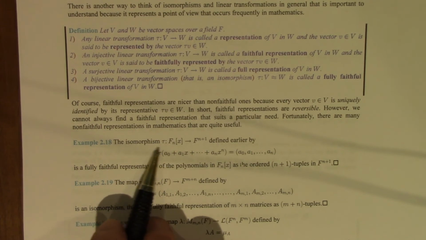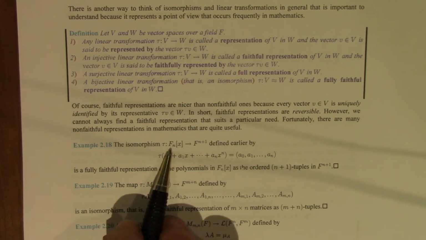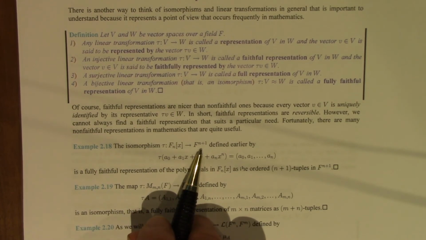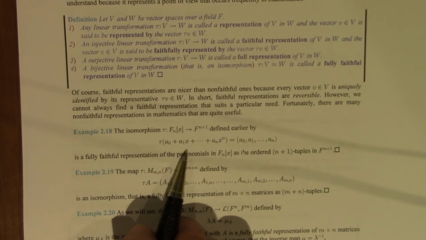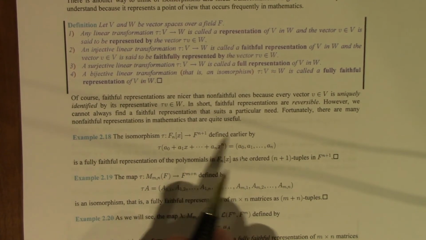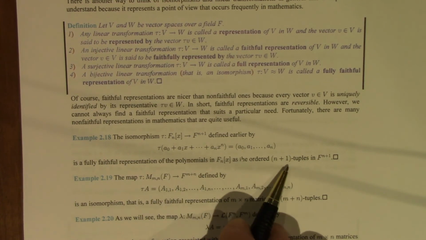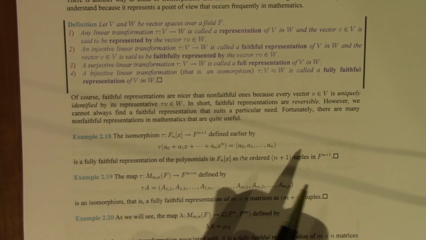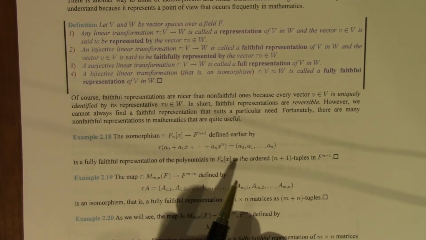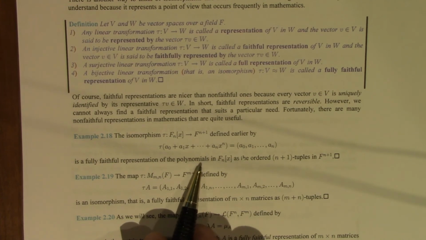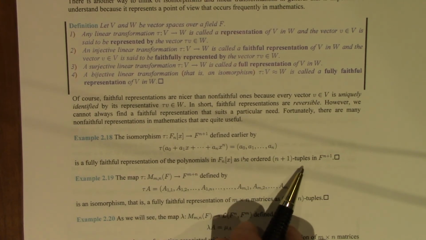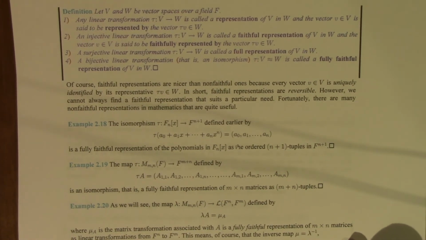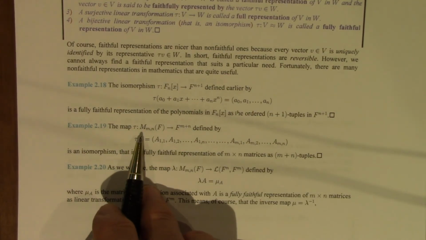So some examples. The isomorphism we talked about earlier from the polynomials of degree at most n to the n plus 1 tuples is a fully faithful representation of polynomials as ordered n plus 1 tuples. The other direction also is a fully faithful representation, but I think one would tend to want to represent polynomials as ordered n plus 1 tuples more often than going the other way.